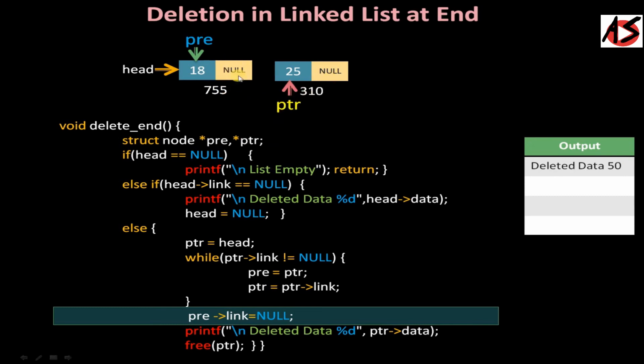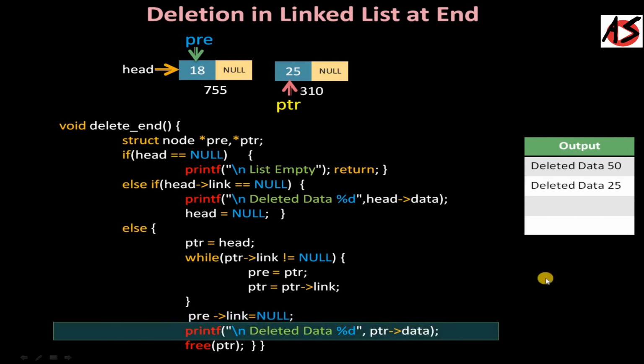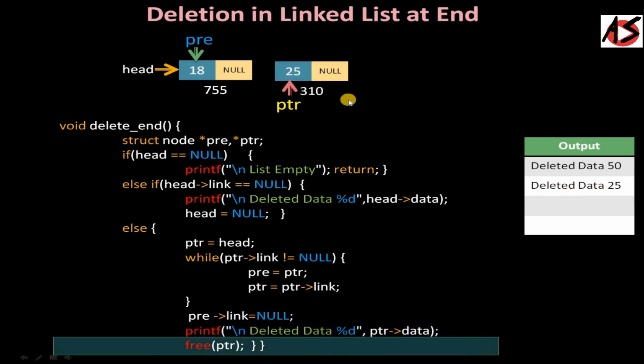So the next instruction is printf. So you are printing the deleted data, that is 25. Now you can free the memory of the last node, that is 25.